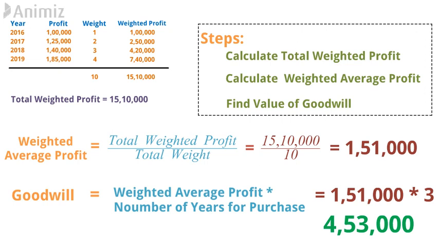At this stage, I would like to make one thing clear, that in the further three methods, that is super profit, capitalized weighted average profit, and capitalized super profit, you have to calculate either average profit or weighted average profit. So in further videos, I will not give you the calculation of how you calculated this weighted average profit. So definitely you have to learn the concept of weighted average profit in this video only. From now onwards, you will get the direct amount of weighted average profit.